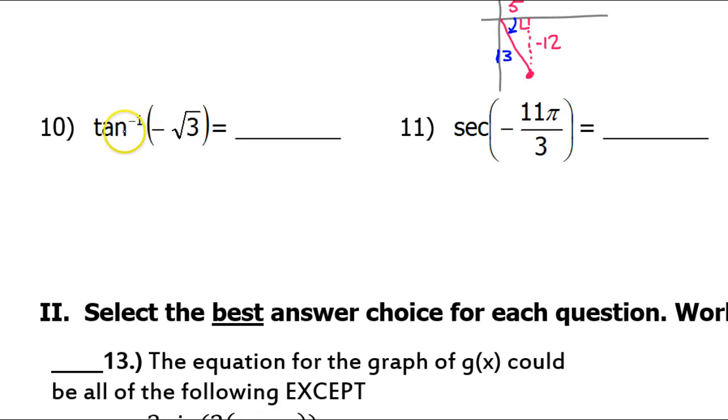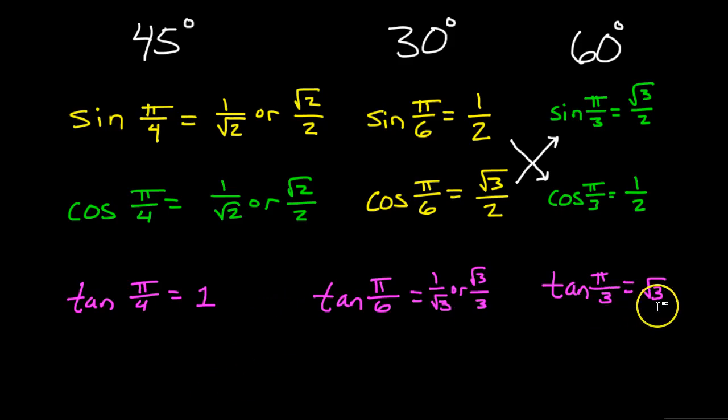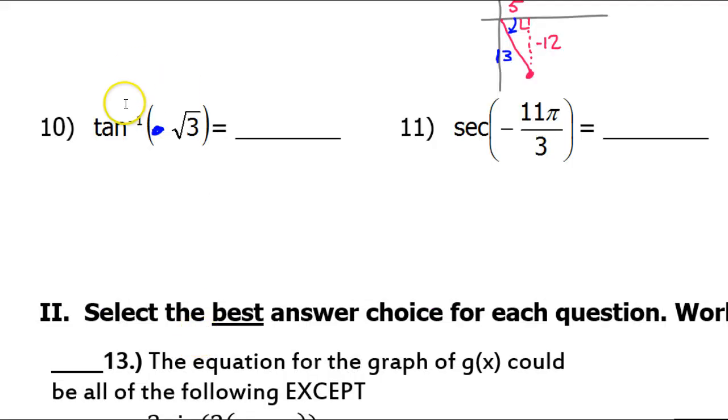Number 10. The inverse tangent is the angle whose tangent is negative radical 3. So ignore the negative sign for a minute. What angle has a tangent of positive radical 3? That's going to be right off the chart. Okay, there's my positive radical 3. The tangent of pi over 3 is radical 3. So if it had been a positive radical 3, then the answer would have been pi over 3. But as it stands, pi over 3 is not the answer, but it is the reference angle.